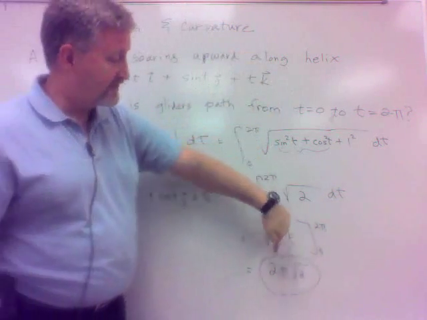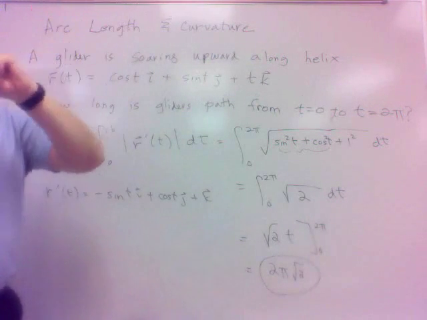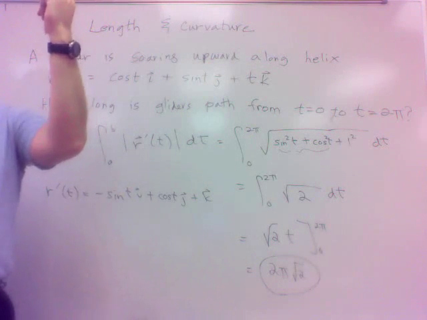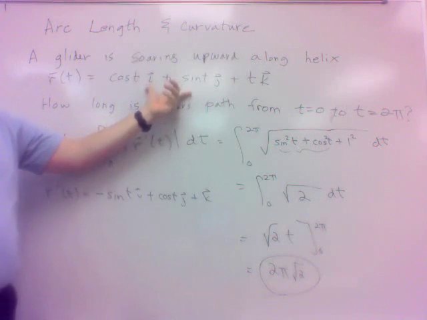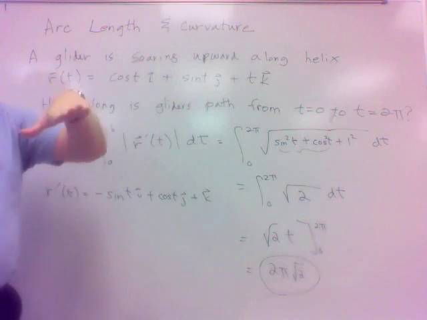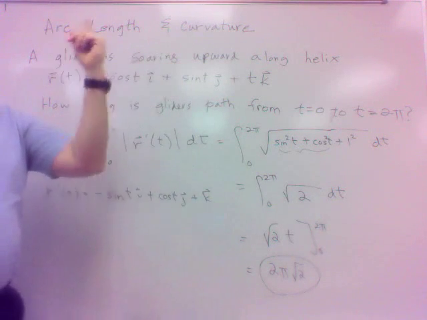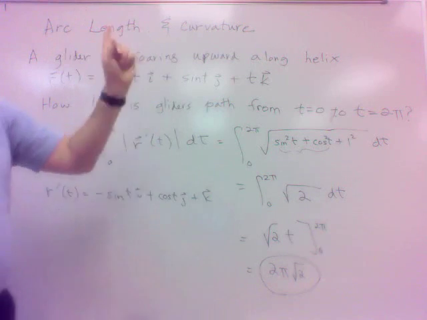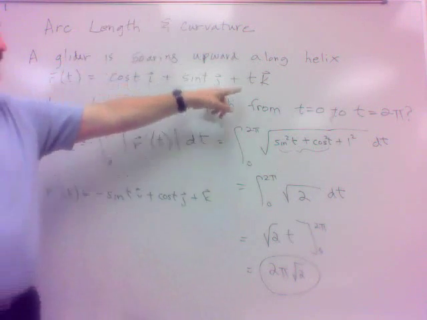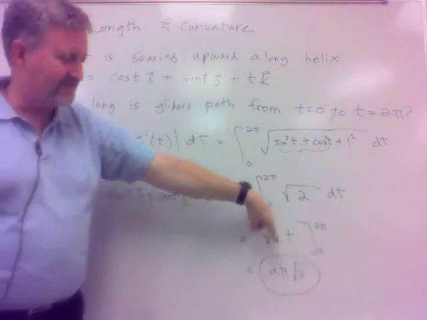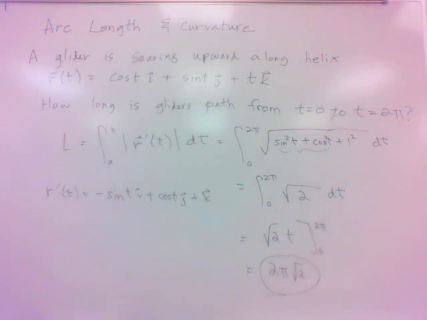But notice here that it's gone a little more than just the circumference of a circle. This would be a circle of radius 1 if you just look at it on the xy plane, so that would be 2 pi. What's added to it as it circles upward is a factor of the square root of 2. Interesting little note there.